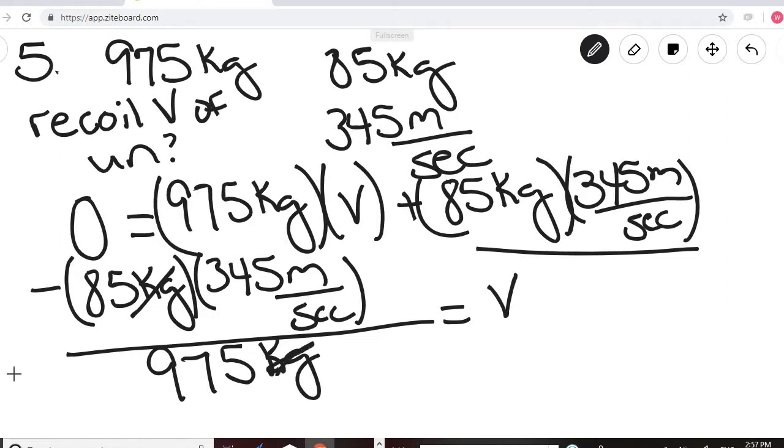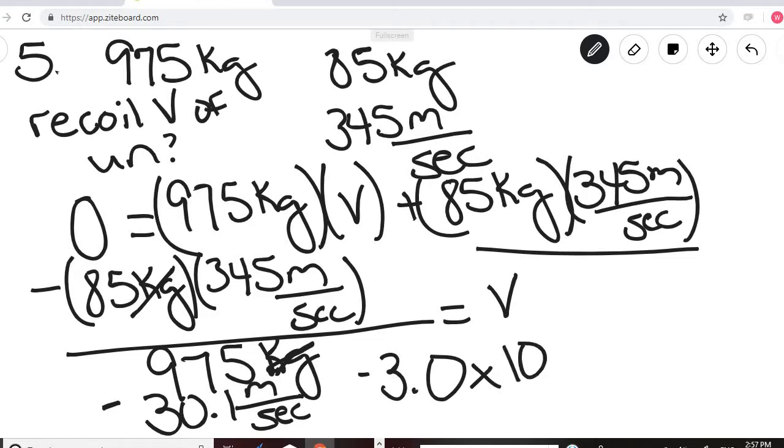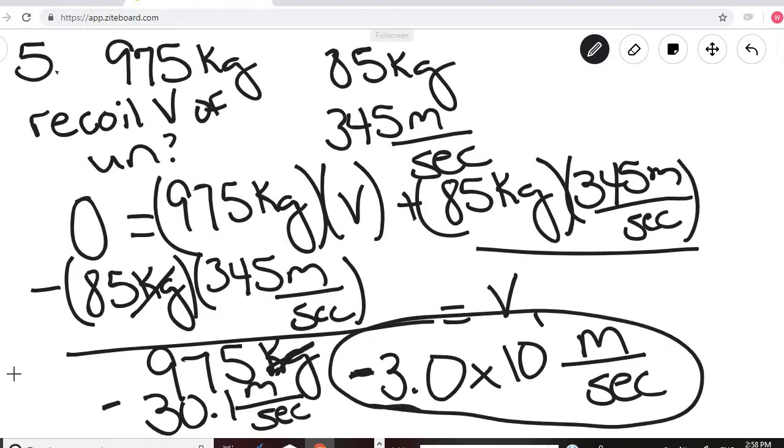So kilograms cancel, we're left with meters per second. And what we get for that is negative 30.1 meters per second for the velocity. We can have just two significant figures. So it would be negative 3.0 times 10 to the 1 meters per second. The negative here indicates that the velocity of the gun will be in the opposite direction of the bullet. So that is a recoil velocity of the gun. Negative 3 times 10 to the 1 meters per second.